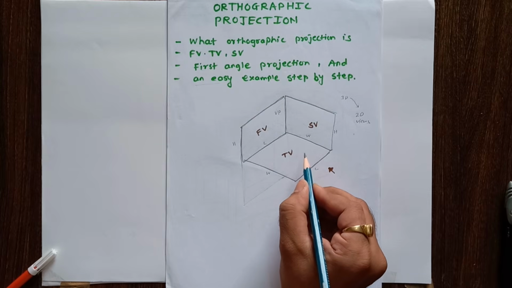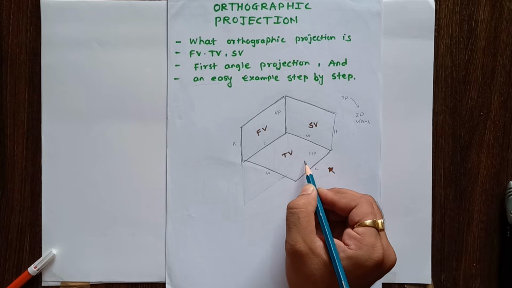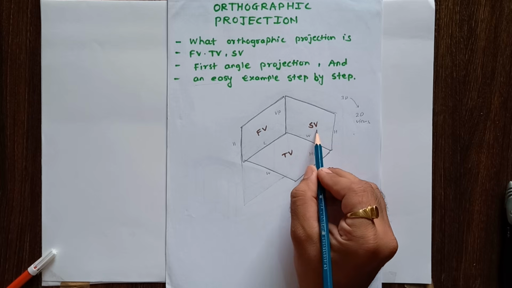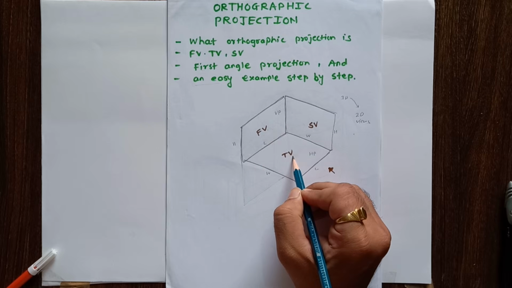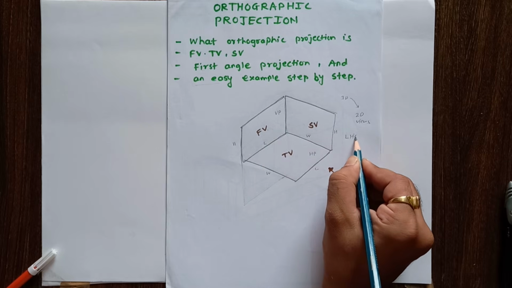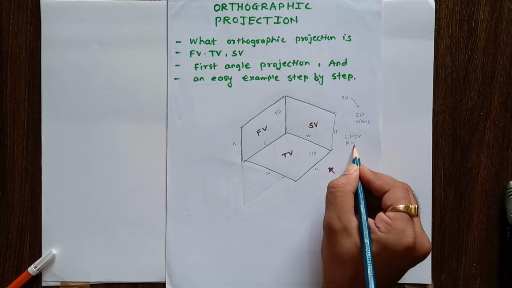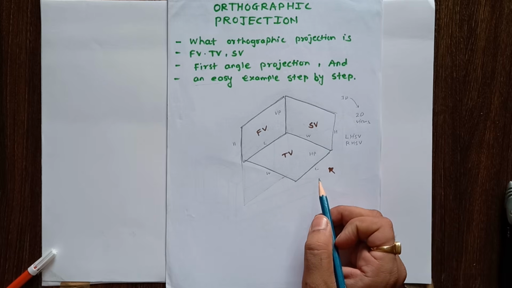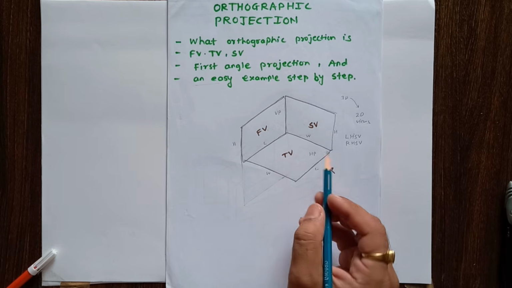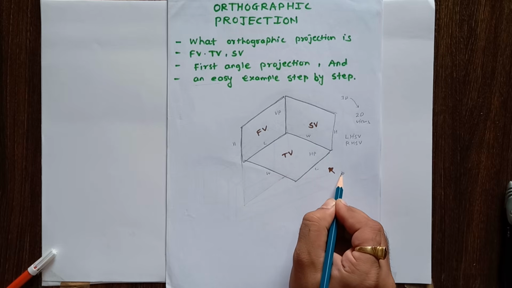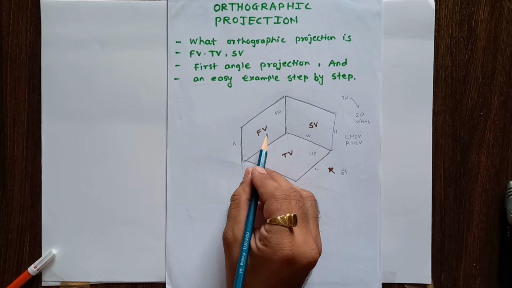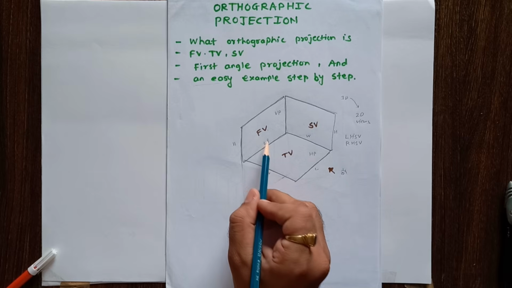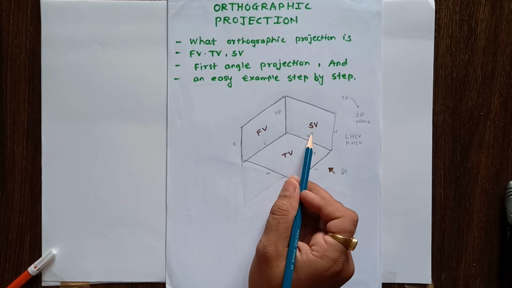The top view is drawn on the horizontal plane. This is a horizontal plane. So the top view is drawn below the front view, and the side view beside it. With the help of the front view and top view, we can draw the left hand side view or right hand side view. In the first angle method of projection, the object is placed between the observer and the front view plane. Then we can draw the front view, top view and side view for this object.